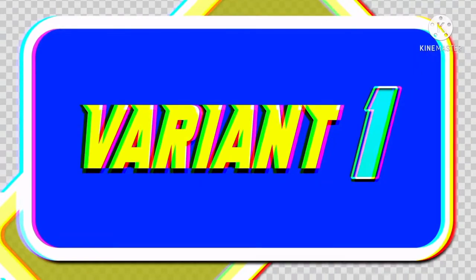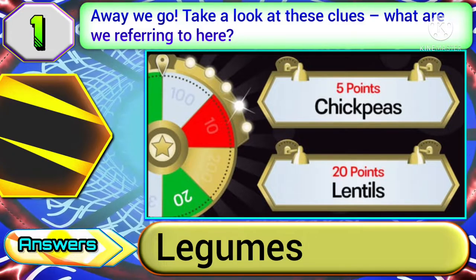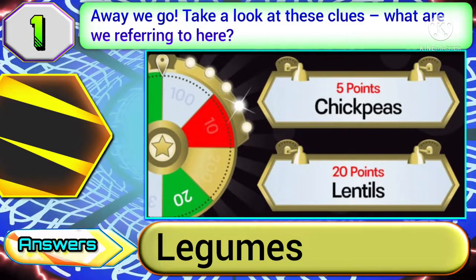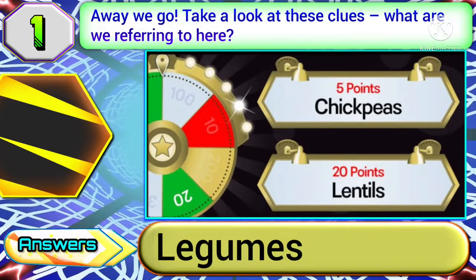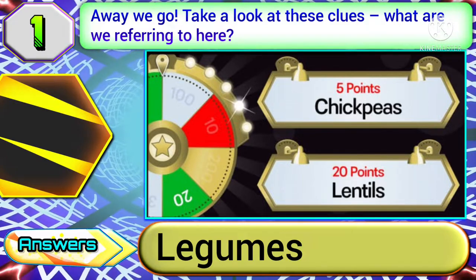In variant 1, you need to select the option legumes. If you get the question as, take a look at these clues, what are we referring to? And if you get the words chickpeas and lentils.